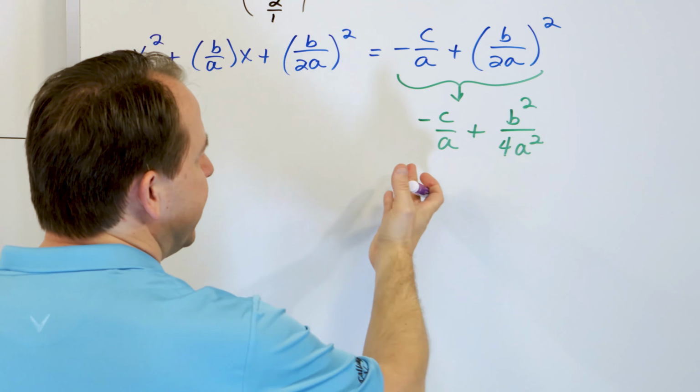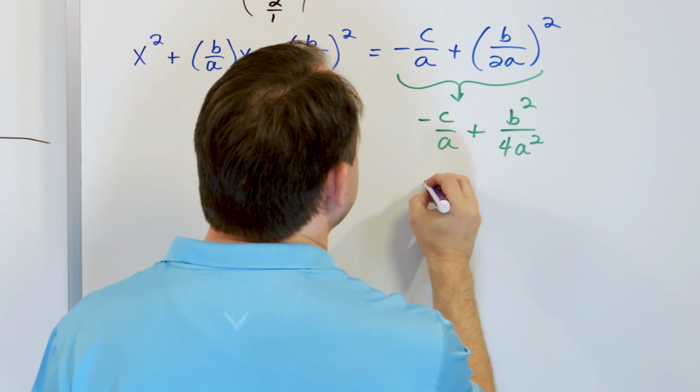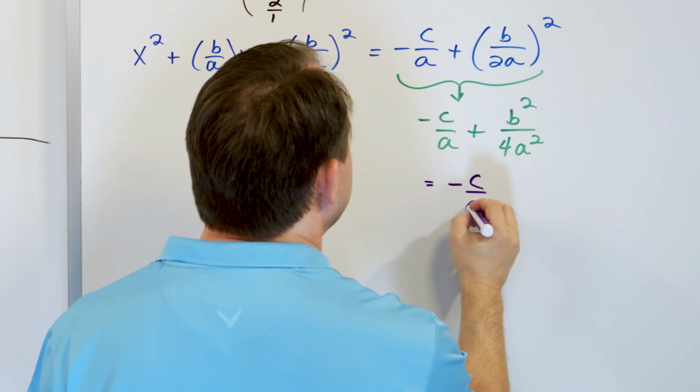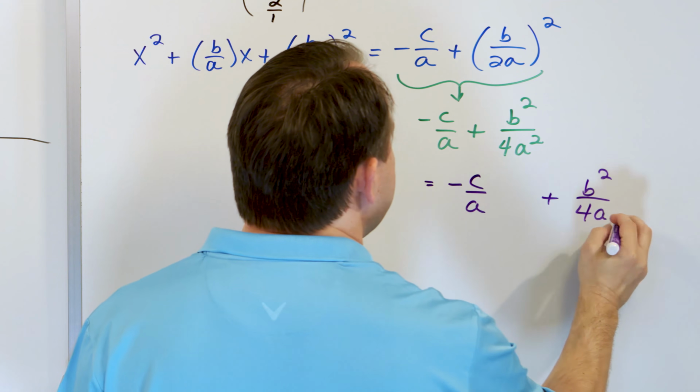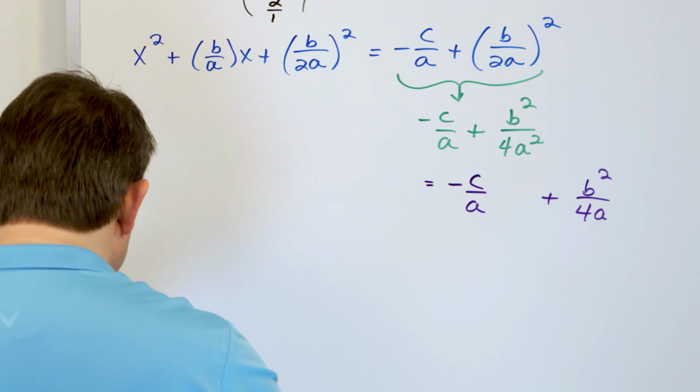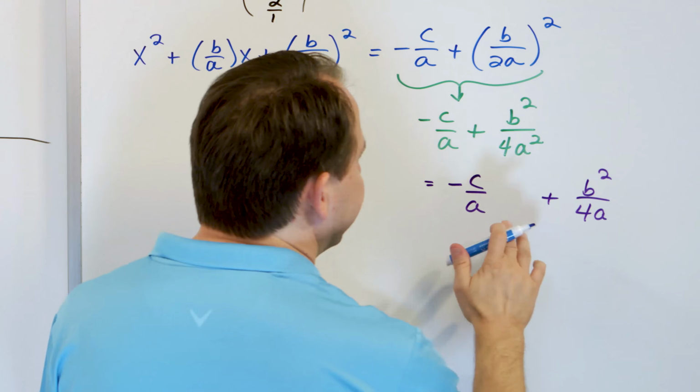I know it's ugly, but we have to do it. We have to combine them. So what we're going to have is negative c over a, and we'll be adding it to b squared over 4a squared. But I have different denominators here. What can I do to make these denominators the same?